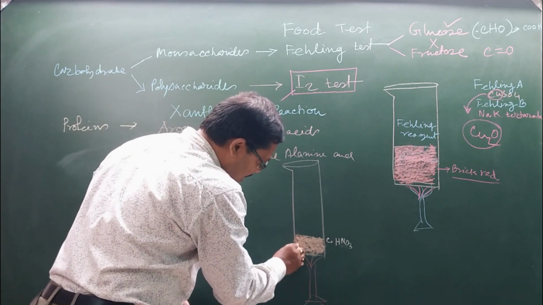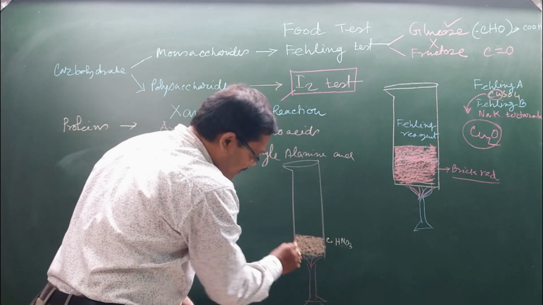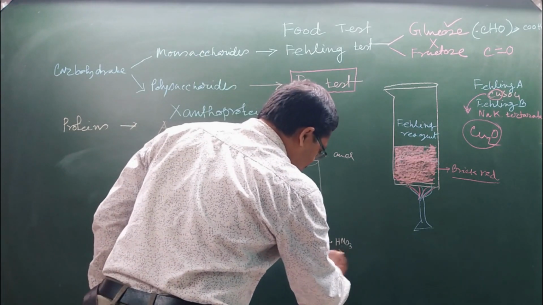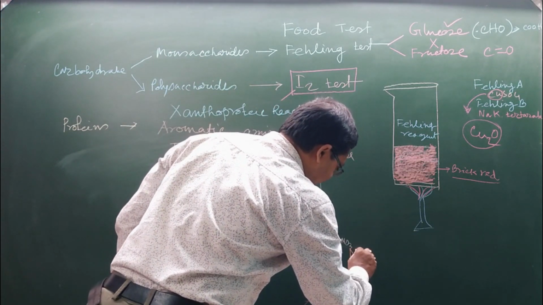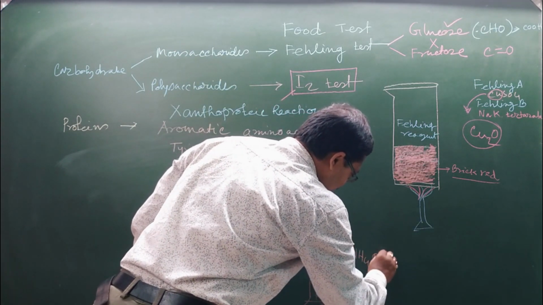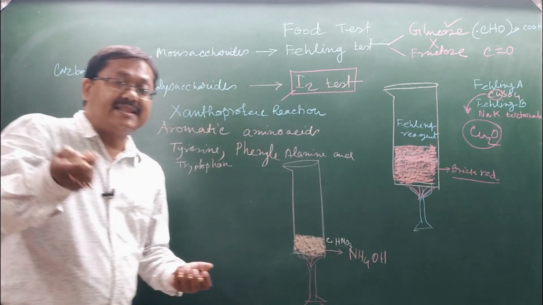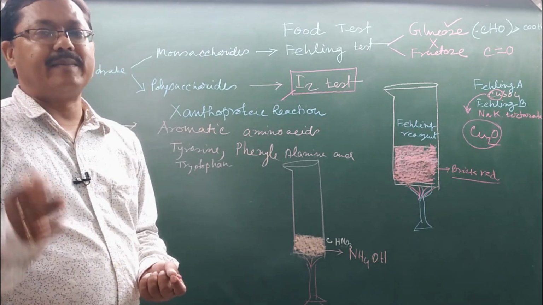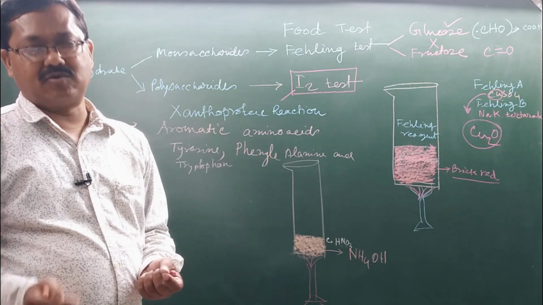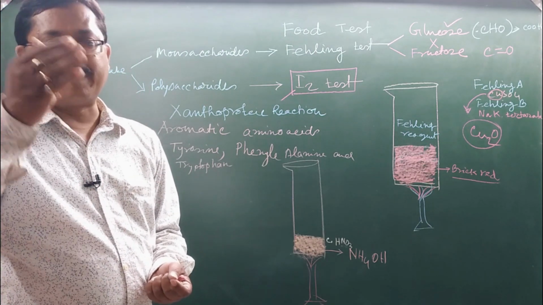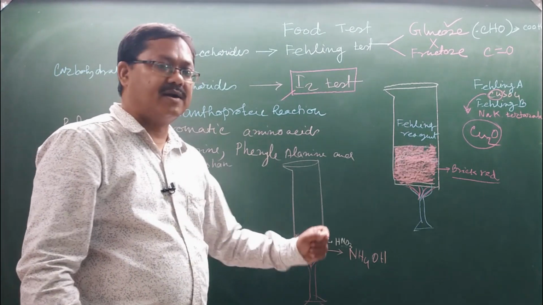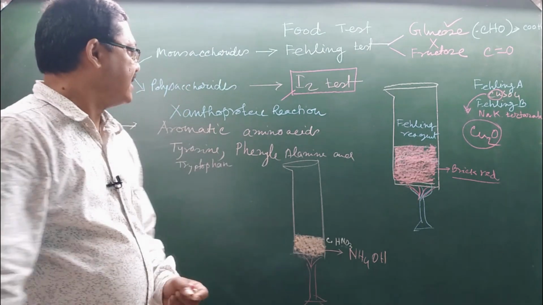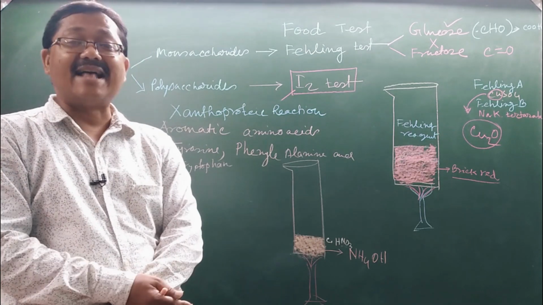In what condition? When ammonium hydroxide or NaOH is added. This reagent forms a nitro compound. When this nitro compound precipitates, the yellow color is converted into orange form. That is why it is called the Xanthoproteic reaction.